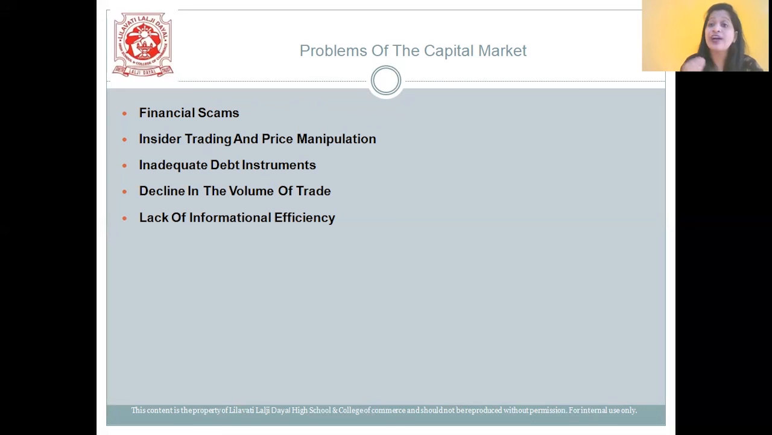Last one is lack of informational efficiency. Students, a market is very efficient when you get all the information in the market properly. Now, the stock market in India lacks informational efficiency as compared to the advanced countries, because we only get information about the current prices. So we can say there is a lack of informational efficiency in the capital market.